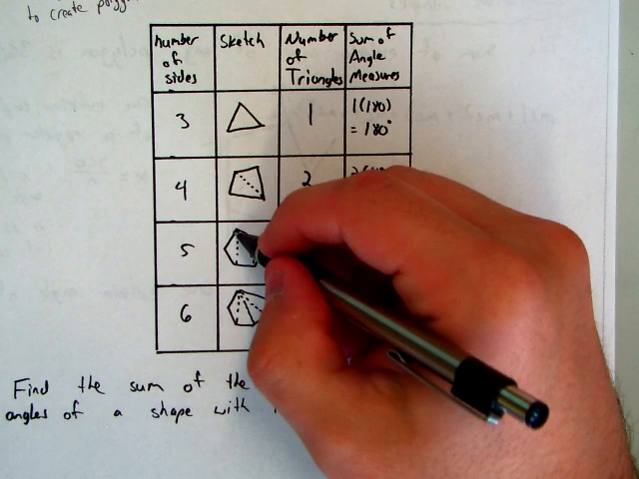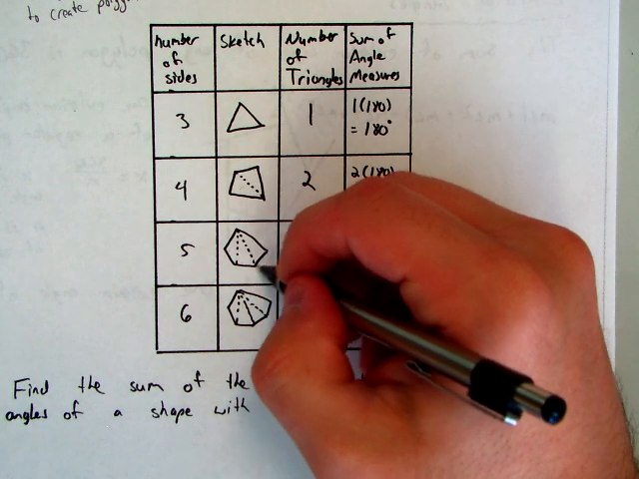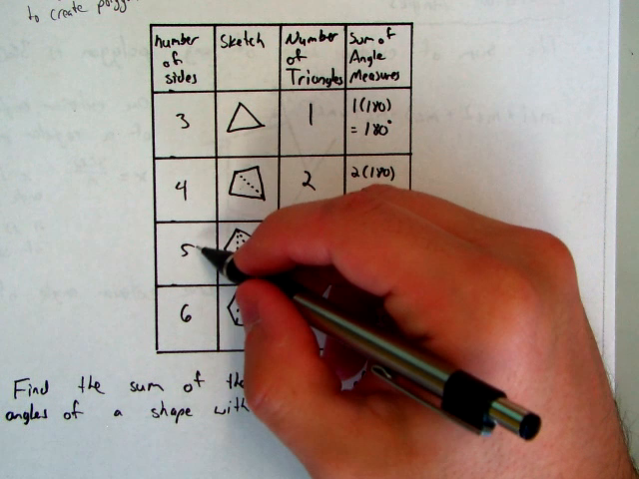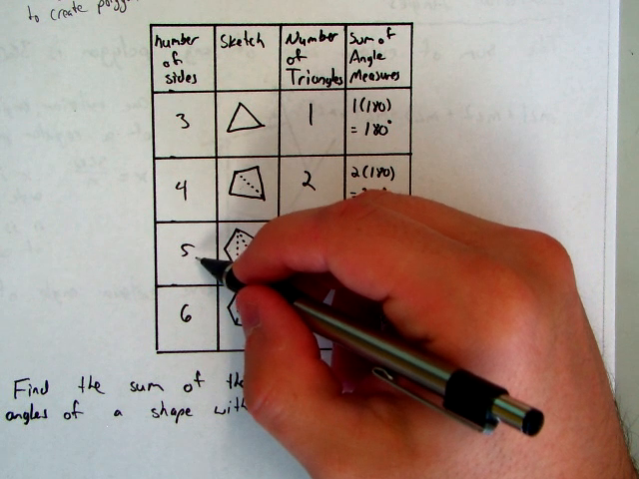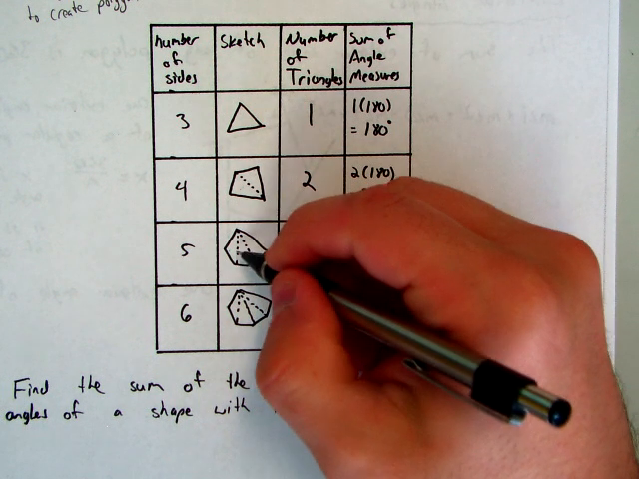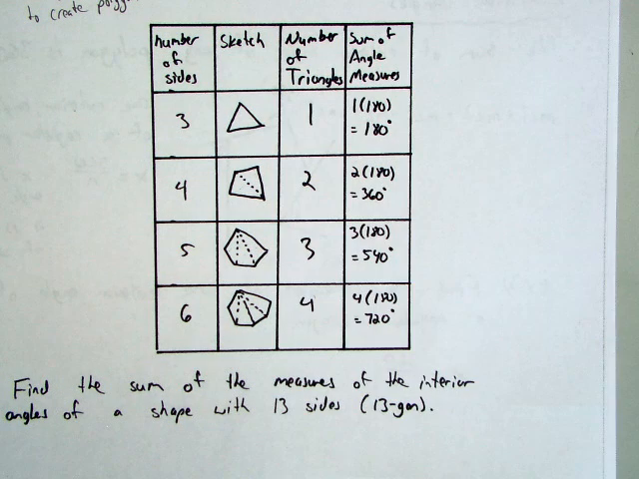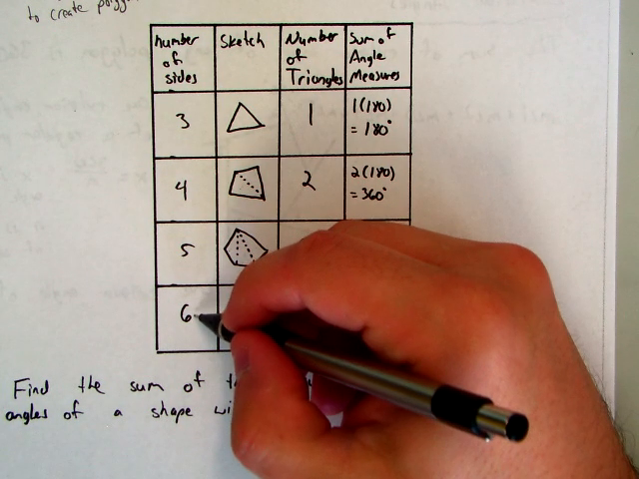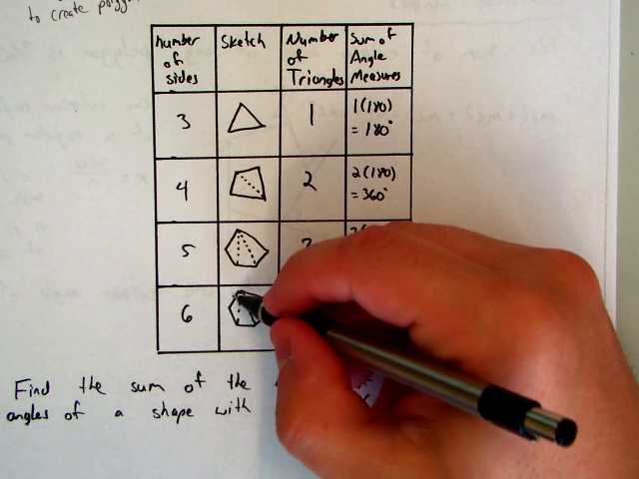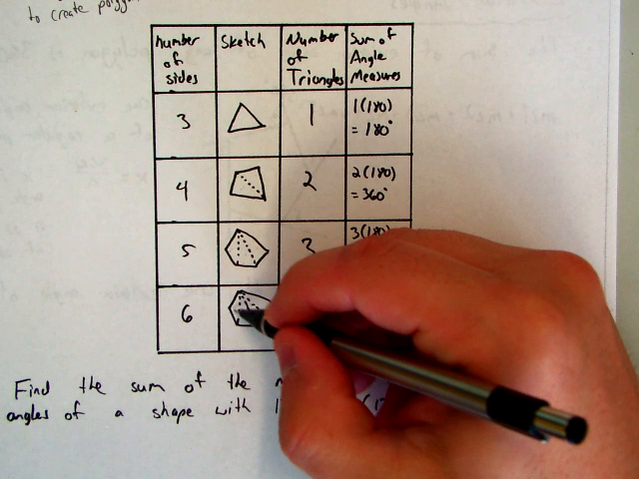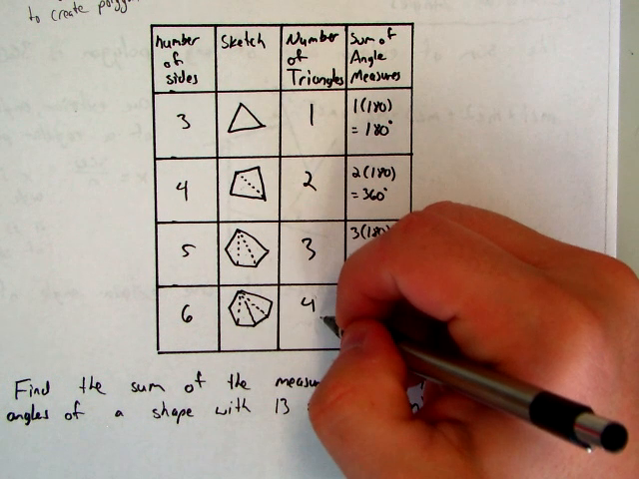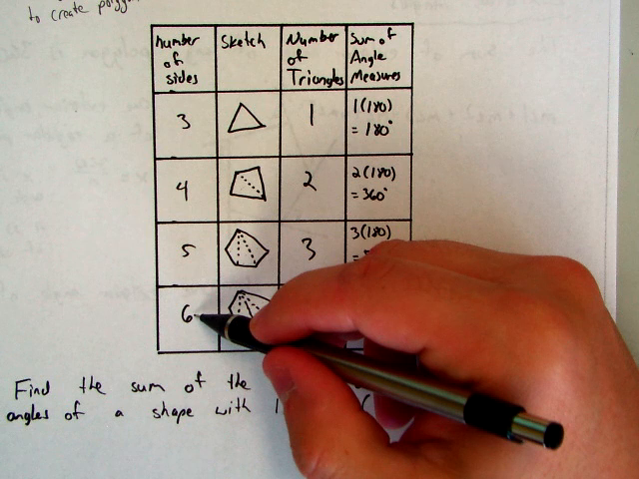On a 5-sided shape, this is called a pentagon, so we do 5 minus 2, which is 3. And it takes 1, 2, 3 triangles to create that pentagon. Same thing with a hexagon. That's a 6-sided shape. 1, 2, 3, 4, 5, 6. It takes 1, 2, 3, 4 triangles. And 6 minus 2 is 4.